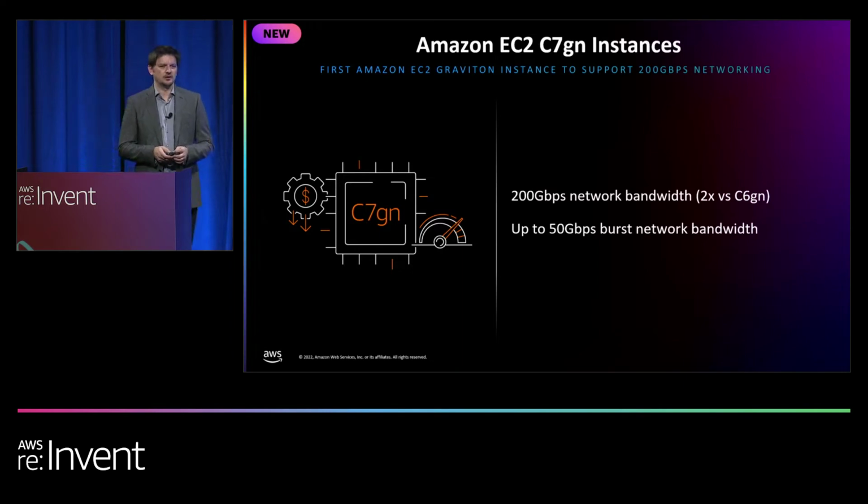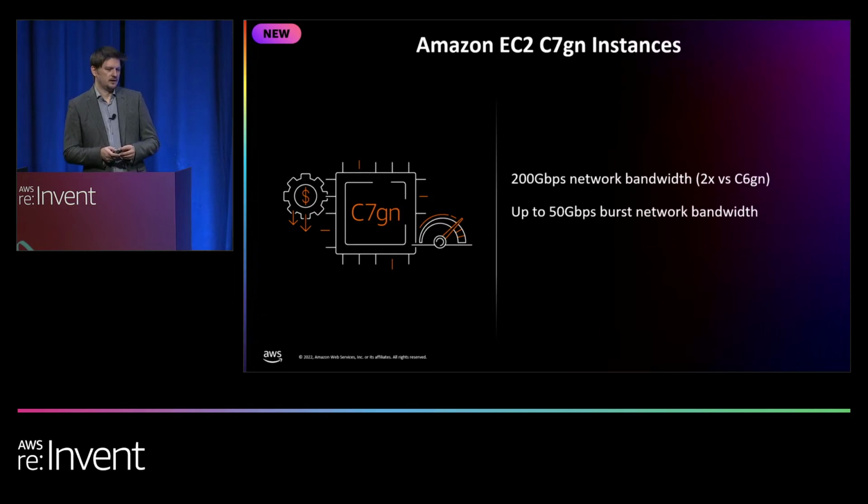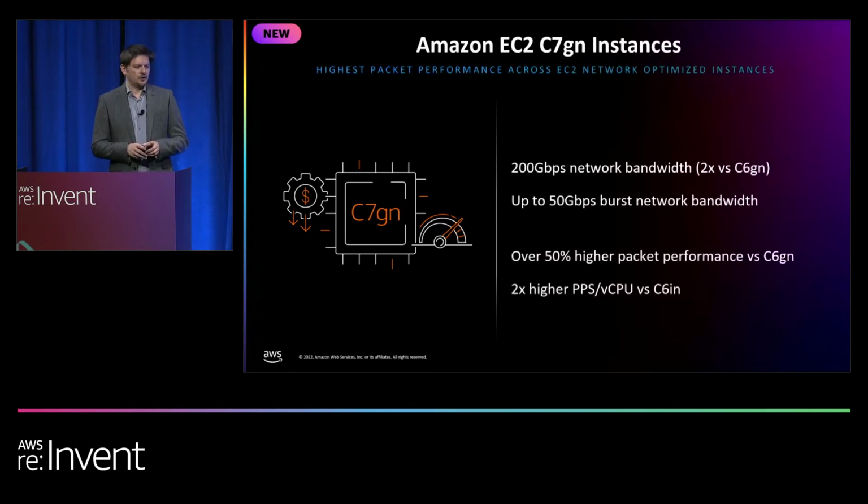C7GN was announced earlier this week in Peter's keynote. It is the first EC2 Graviton instance to support 200 gigabits per second network bandwidth. This is 2x higher bandwidth than previous generation instances, C6GN. Similar to our Intel portfolio, they offer up to 50 gigabits per second burst bandwidth for smaller instance sizes. A lot of customers scale out their workloads on smaller instance sizes. They offer over 50% higher packet performance versus C6GN. This is the highest packet performance across EC2 network optimized instances.